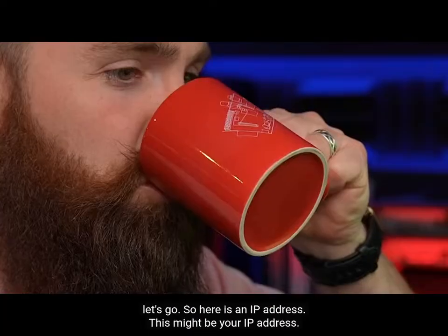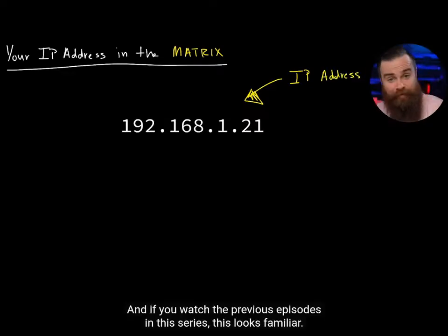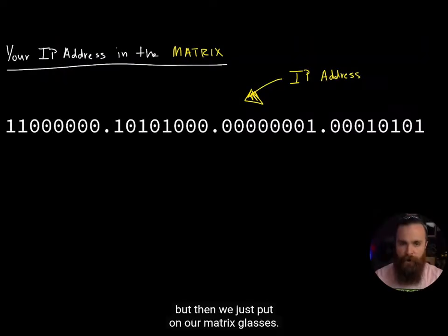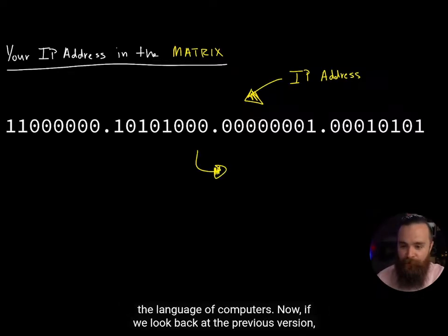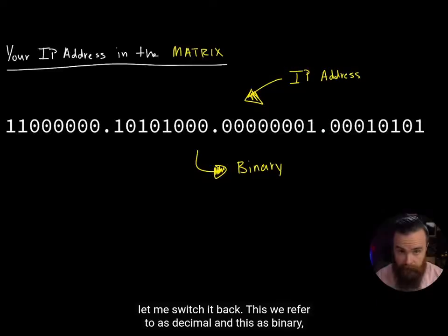Yeah, let's go. So here is an IP address. This might be your IP address. And if you watched the previous episodes in this series, this looks familiar. This is nice and fuzzy. 4 numbers, 4 octets, separated by 3 dots. But then we just put on our matrix glasses. We're seeing this IP address in computer code. This is referred to as binary, the language of computers. Now, if we look back to the previous version, let me switch it back. This we refer to as decimal, and this as binary.